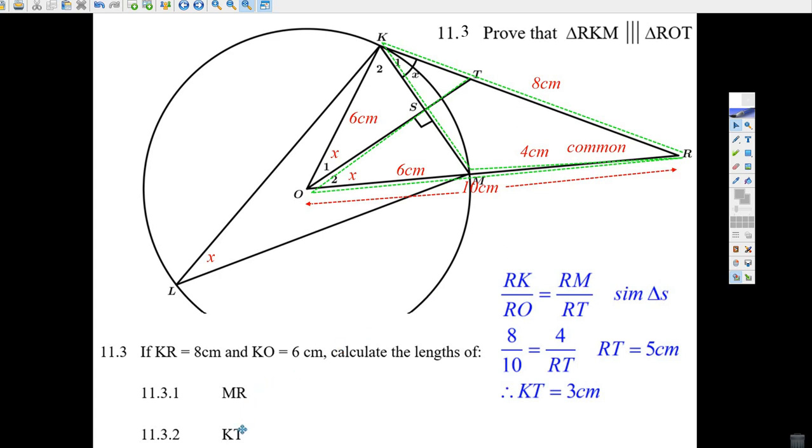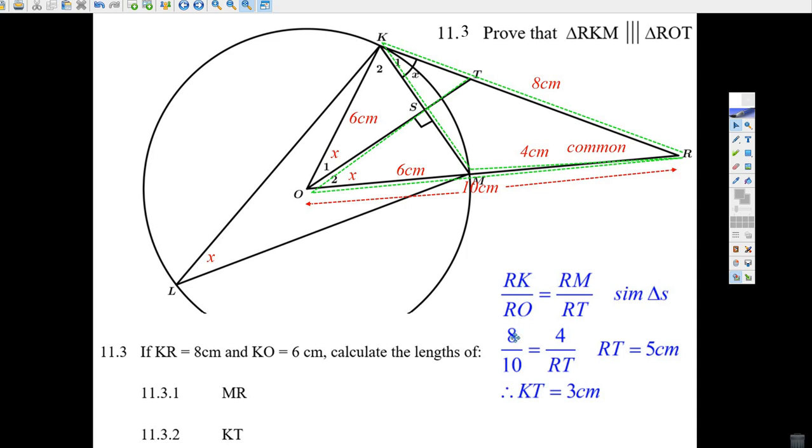Now, for the next part, to find KT, we've got to use this. We have to play this game of matching up the letters that are proportional in the similar triangles. Now, you can do all sorts of different ones. These last couple of questions are a little bit tricky because you've got to pick the right ones. We know that if we go RK with RO, it will equal RM with RT, because they're similar triangles. So we can use that ratio.